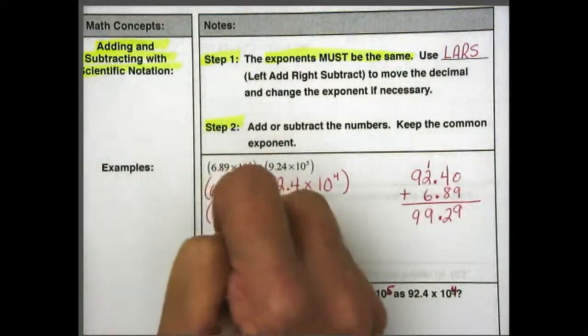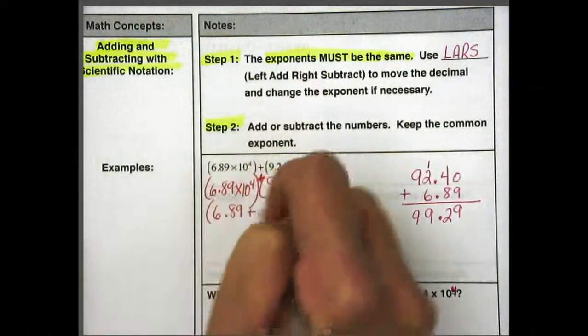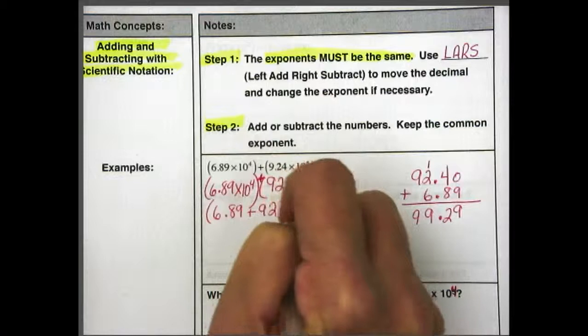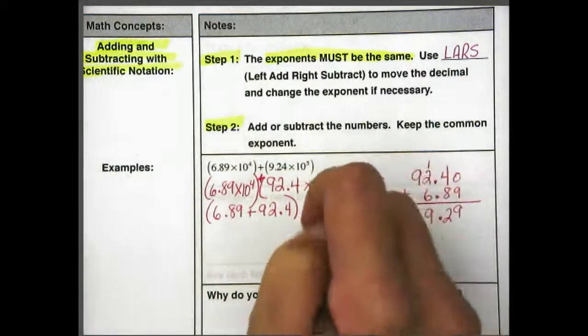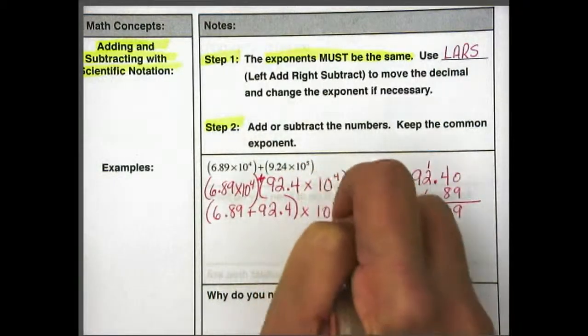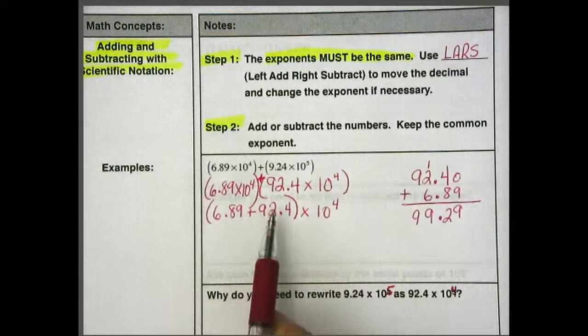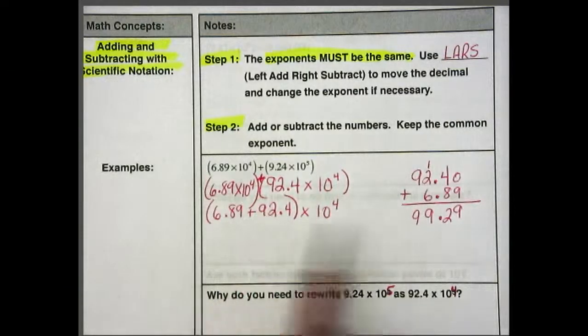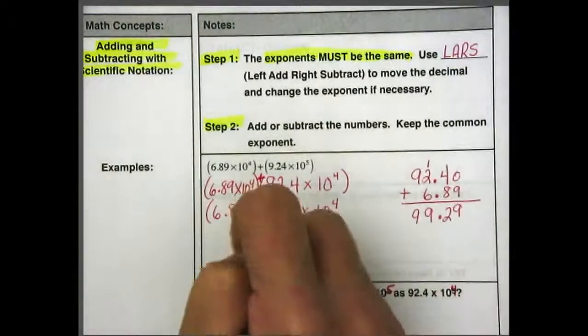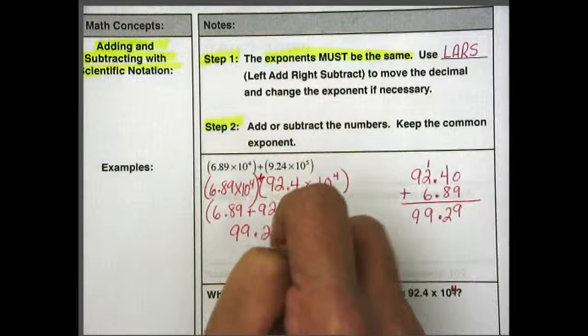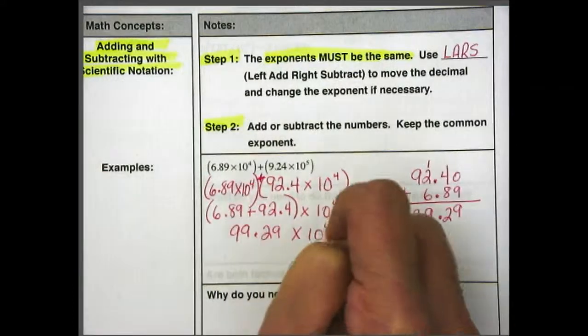So what we've done is we've taken 6.89, we've added 92.4, and then we've multiplied it times 10 to the 4th. Okay, so we take our two factors out, 6.89 and 92.4, we added them, 99.29 times 10 to the 4th.